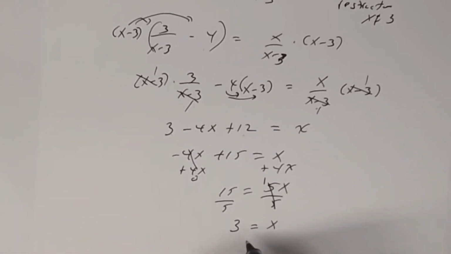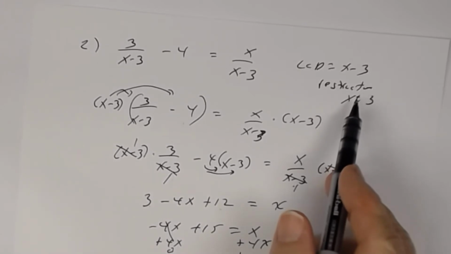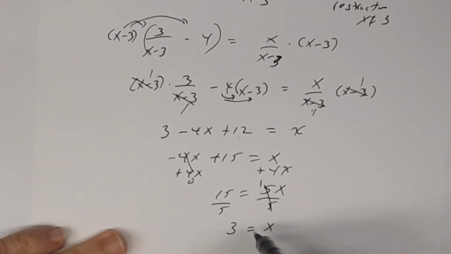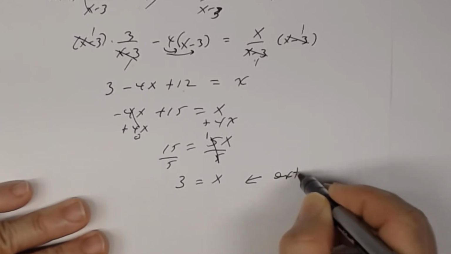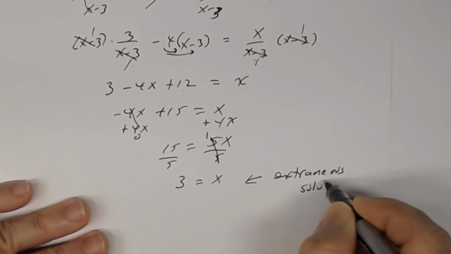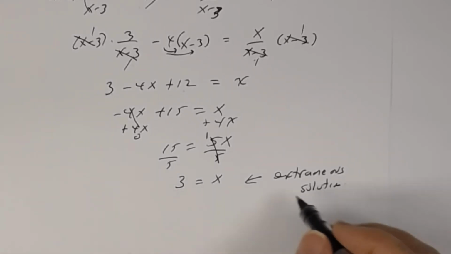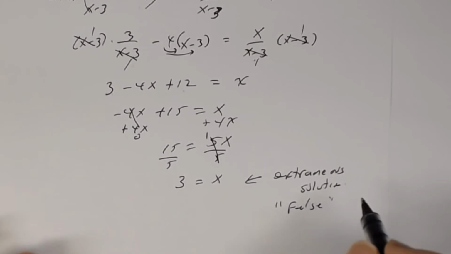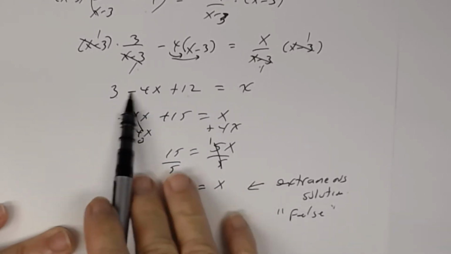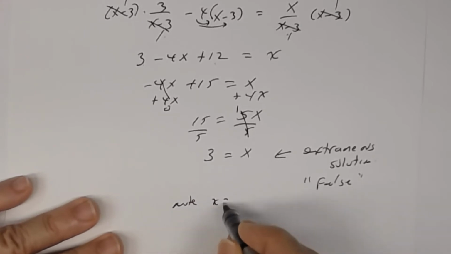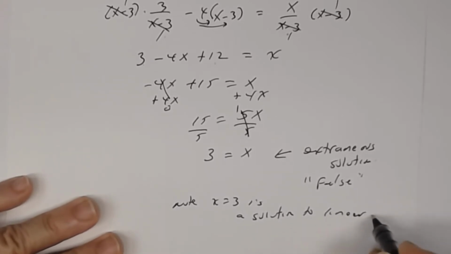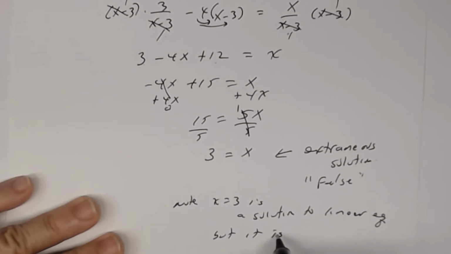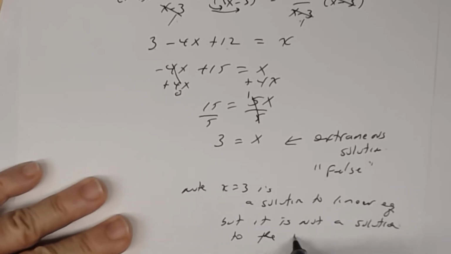Here's the problem now. This is one of my restrictions. So that means that this is not a solution to the original problem. So remember in our lessons we called this an extraneous solution. Some textbooks will use the word false, a false solution. So this x equals 3 is a solution to this linear equation, but it is not a solution to the rational equation.